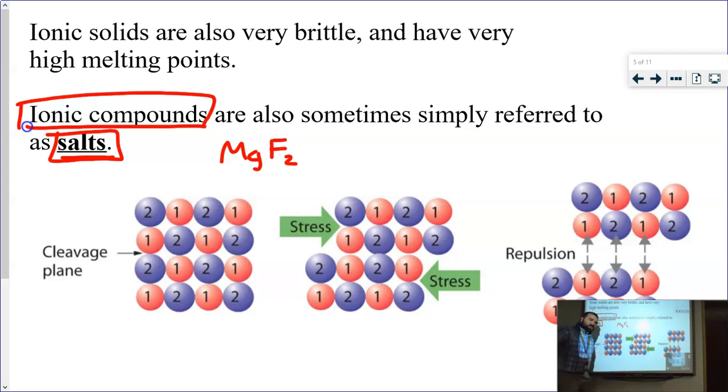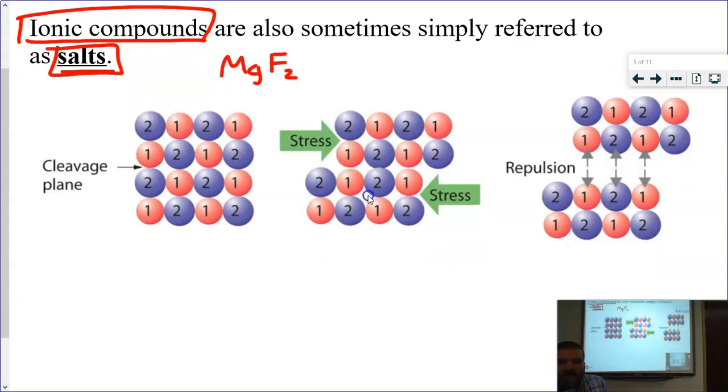So there's an insane amount of different ionic compounds that exist, and they are all classified as salts. So if you ever hear the word salt, your brain should immediately go to ionic compound, and vice versa. Okay, so don't let that term salt confuse you. It's any ionic compound.